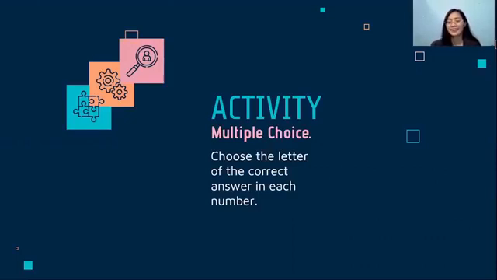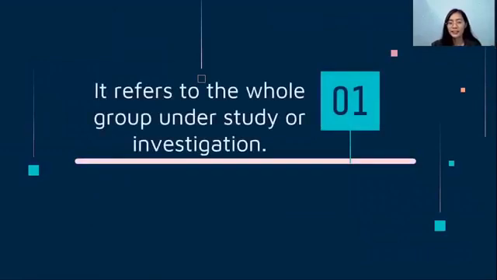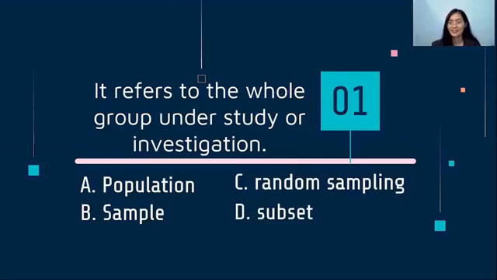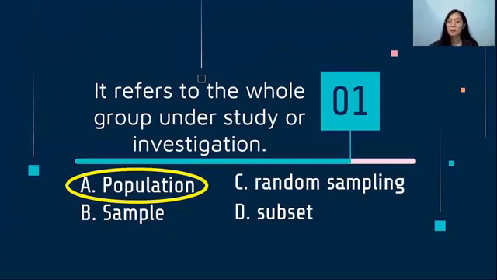Let's start. For number 1, it refers to the whole group under study or investigation. Is it A, population, B, sample, C, random sampling, or D, subset? So what do you think? You may start answering now. Okay, let's see if you got it right. Time's up. If your answer is A, population, then you are correct.